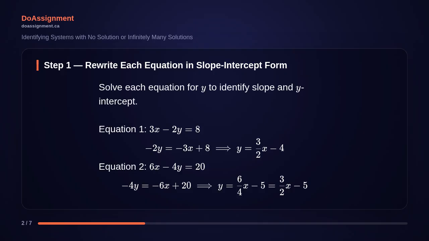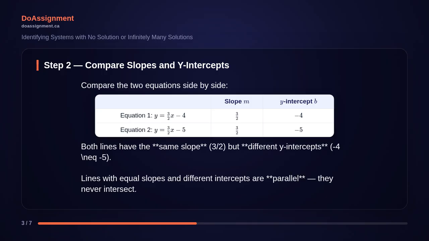Let's start by solving both equations for y to get slope-intercept form. Equation 1 gives us y equals 3/2 x minus 4. Equation 2 simplifies to y equals 3/2 x minus 5. Comparing the two equations, both lines have the same slope of 3/2, but different y-intercepts, -4 and -5. When two lines have the same slope but different intercepts, they are parallel and will never cross.